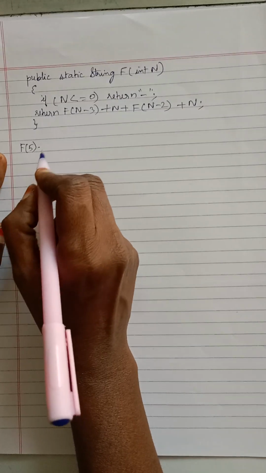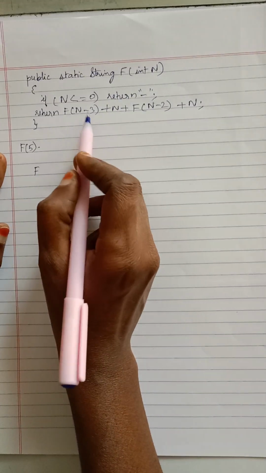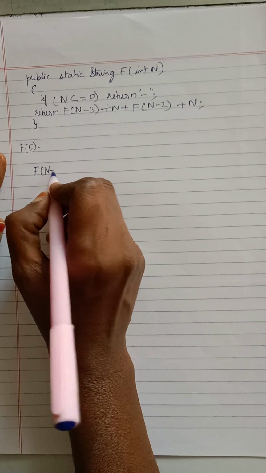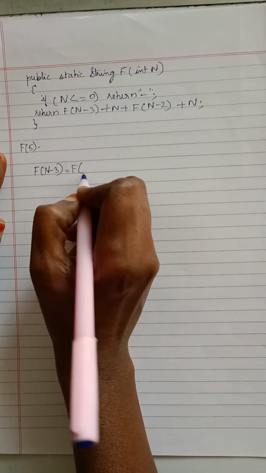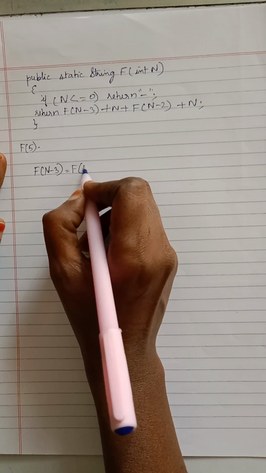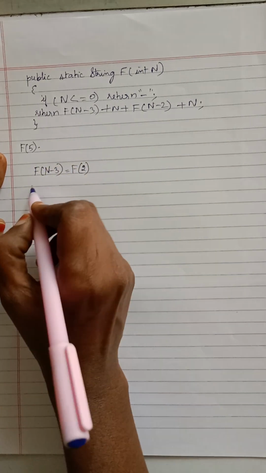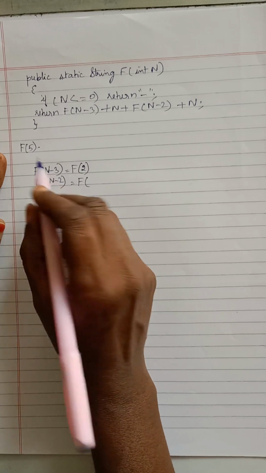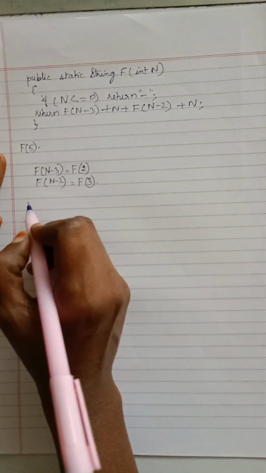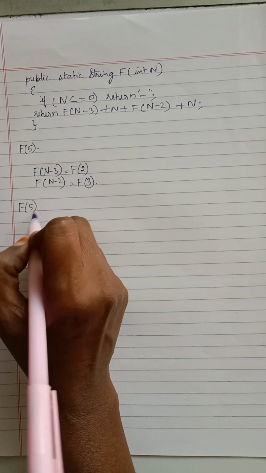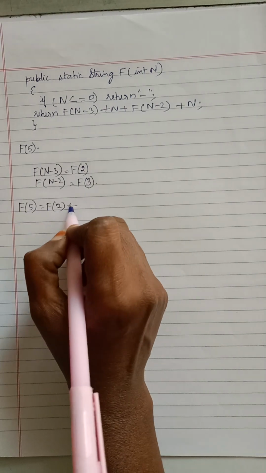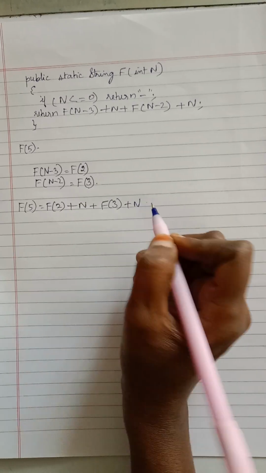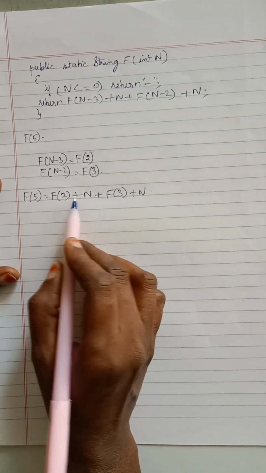Return f(n minus 3). What is f(n minus 3)? It's a recursive function, so this function will get repeated. f(n minus 3) is f(5 minus 3), which is f(2). f(n minus 2) is f(5 minus 2), which is f(3). So f(5) will be f(2) plus n plus f(3) plus n. Now you need to find out what f(2) and f(3) are.